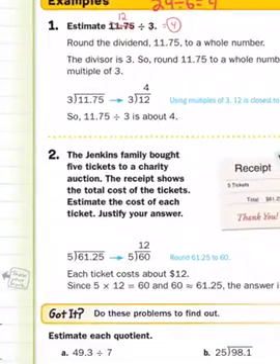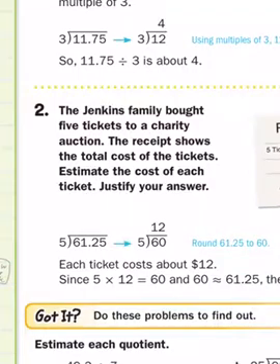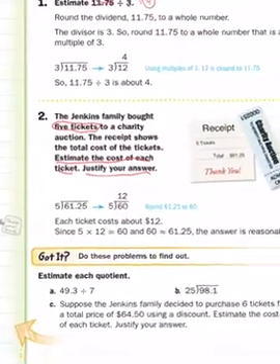Now in example 2, we have a real-world problem, and we'll show you how to estimate this one. Example 2 says the Jenkins family bought 5 tickets to a charity auction. So they bought 5 tickets. Okay, I'm going to circle that. The receipt shows the total cost of the tickets. Estimate the cost of each ticket. Justify your answer. So let's look at the receipt.